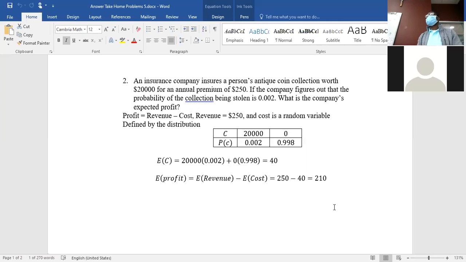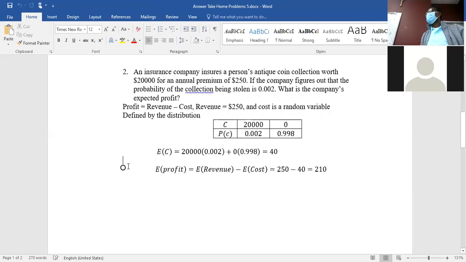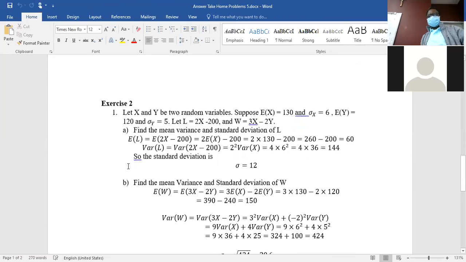Question for this one? Yes. 1 minus this, the probability that it is not stolen. Complementary. Any other question? We can move to the next exercise.